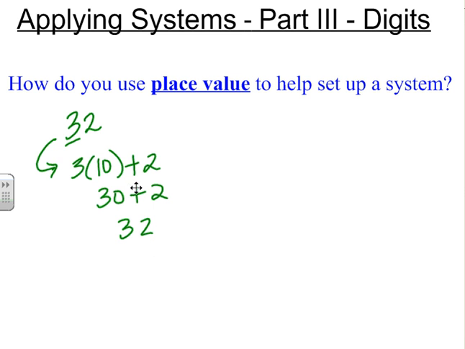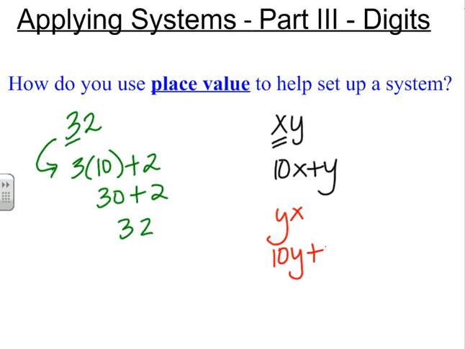This place value will help us to understand how something like xy gets explained. The x is in the 10 spot, so the value of xy as a two-digit number would be 10x plus y. Same thing is true if I reverse the digits. If I said yx, that would be 10y plus x.